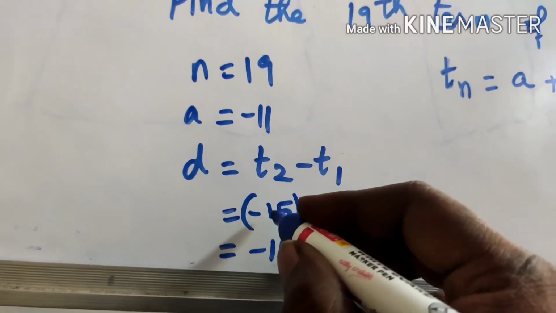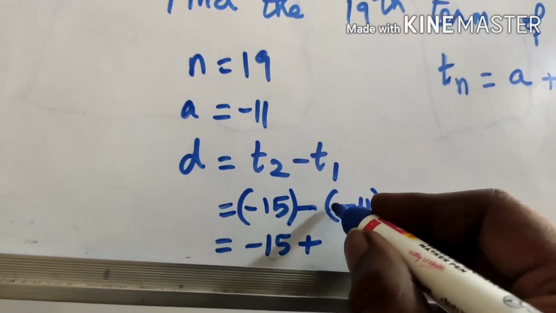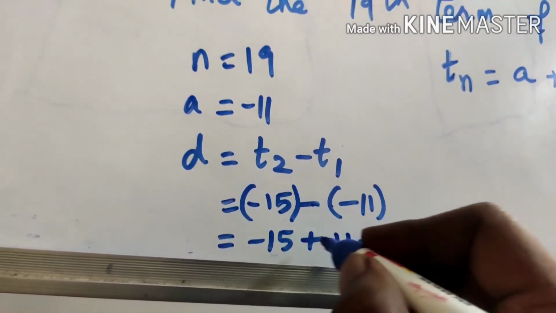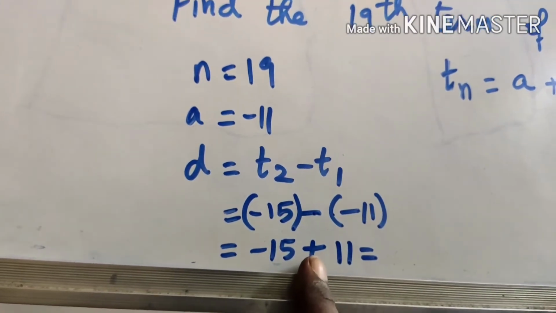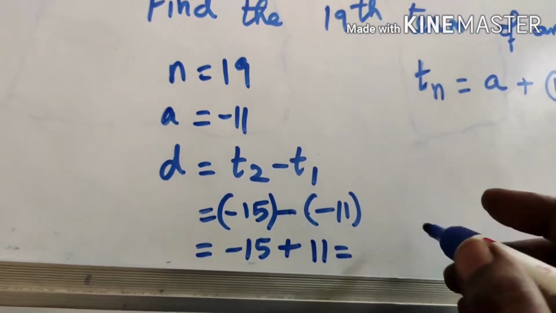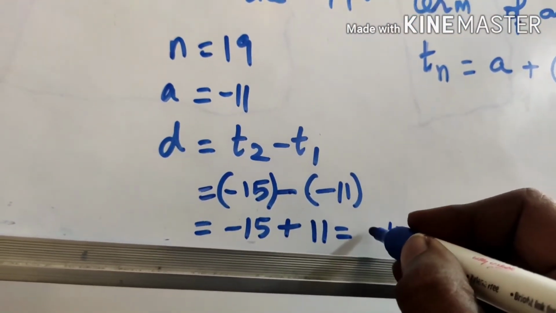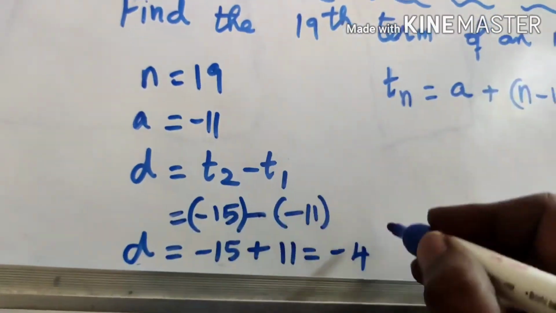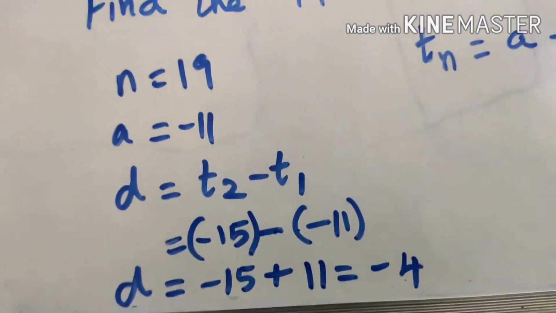Or you can use this. See here, you write this number as it is, minus into minus plus, and write 11, which is equal to, see here, now different signs. Use the addition rule for different signs: subtract and put the bigger number's sign. If you subtract, you get 4, and the bigger number's sign is minus. So the common difference is minus 4. Okay, the common difference is minus 4.